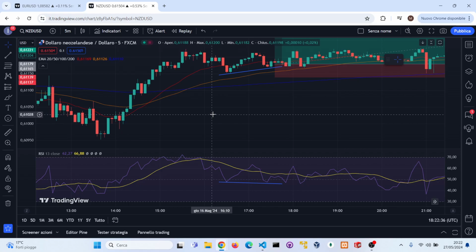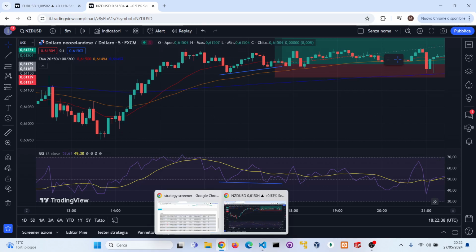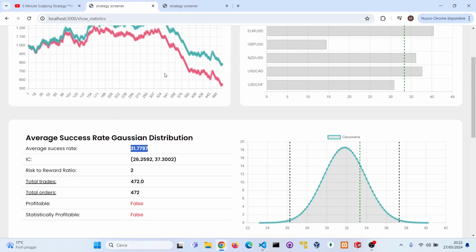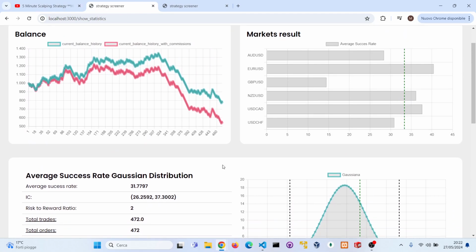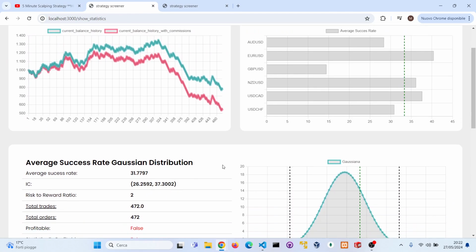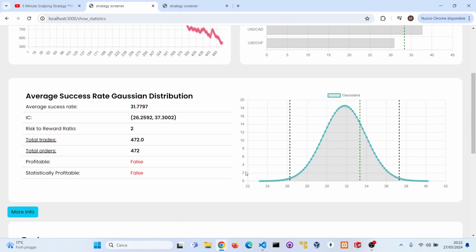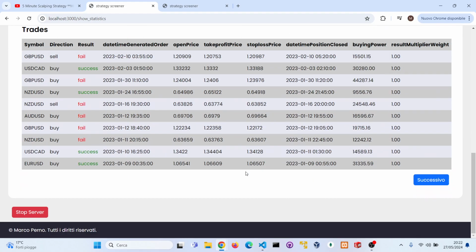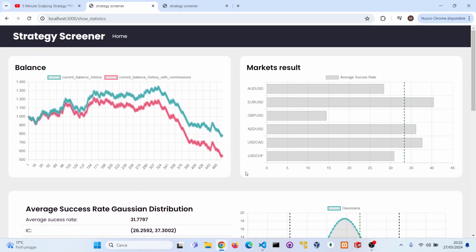So the strategy seems to be very profitable. Let's see the basic results on the trained asset. As you can see, the strategy is not profitable with commissions and without commissions. Only on these three forex pairs is profitable. But now let's try to improve the strategy.